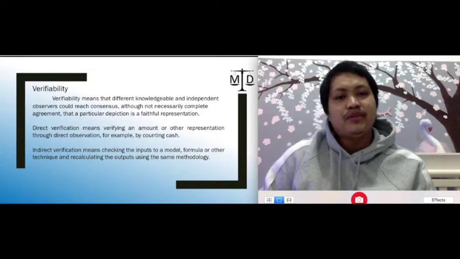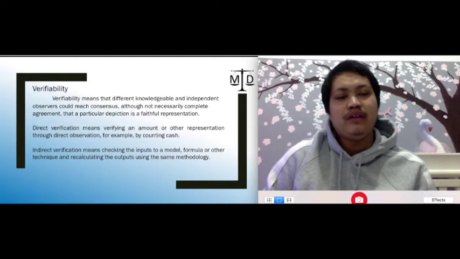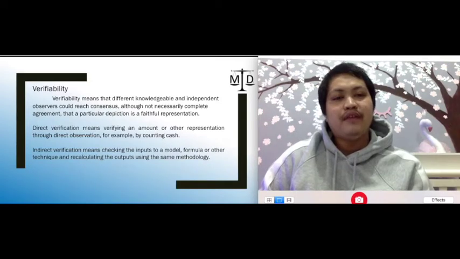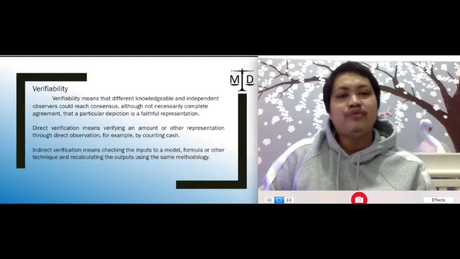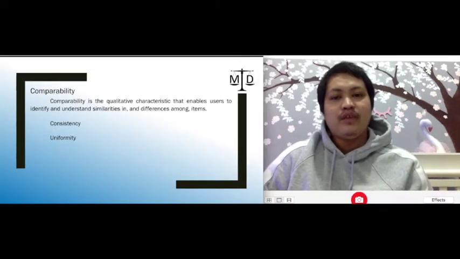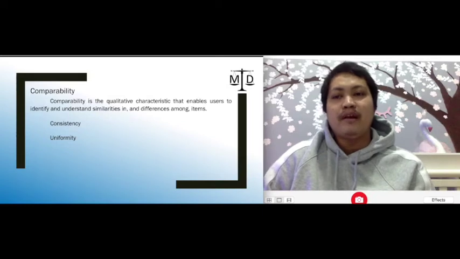So to help users decide whether they should use such forward-looking information, it would be necessary for the entity to disclose the underlying assumptions used to arrive at the information. Or in our example, the underlying assumptions used in determining the amount that we will use as our residual or salvage value. Our second enhancing qualitative characteristic is comparability.